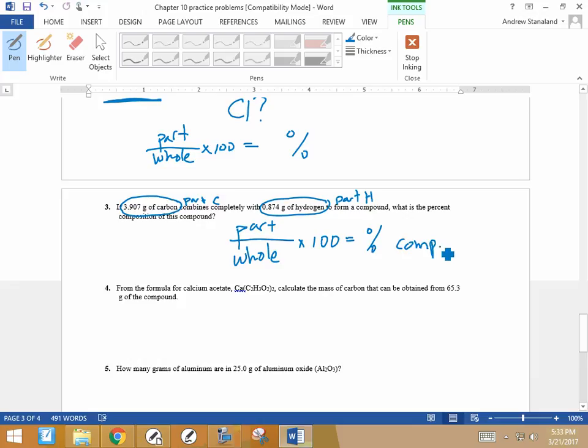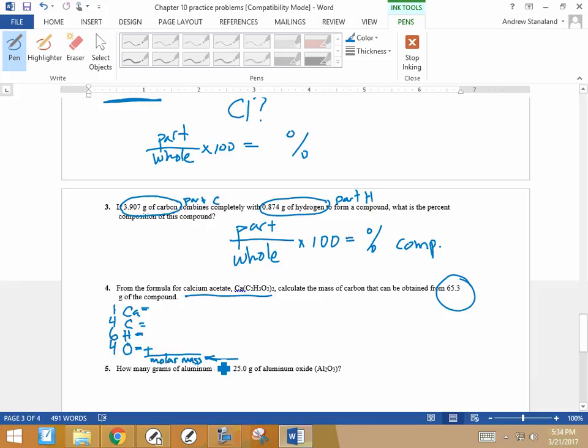Right? What's next? From the formula for calcium acetate, calculate the mass of carbon that can be obtained from 65.3 grams of the compound. The first thing we need to do is calculate the molar mass of calcium acetate. That's a calcium, the 2 outside the parentheses times everything inside the parentheses: 4C, 6H, and 4 oxygens. It's 1 calcium. Use the atomic masses to calculate the molar mass of calcium acetate. Next, this is your whole.